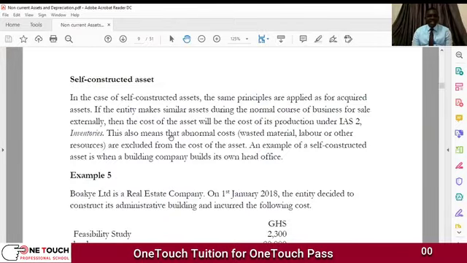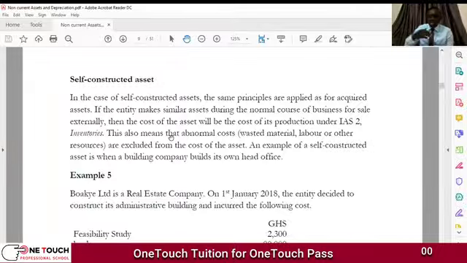Now, in the case of self-constructed costs, the same principles are applied as for acquired assets. If the entity makes similar assets during the normal course of business for sale externally, then the cost of the asset will be the cost of its production under IAS 2, that's inventories. This also means that abnormal costs, wasted material, labor, and other resources are excluded from cost of the asset. An example of a self-constructed asset is when a building company builds its own head office. So that's a self-constructed asset.